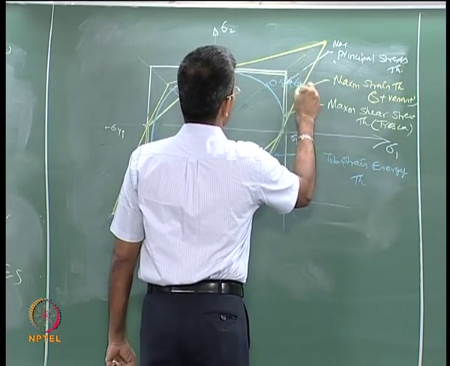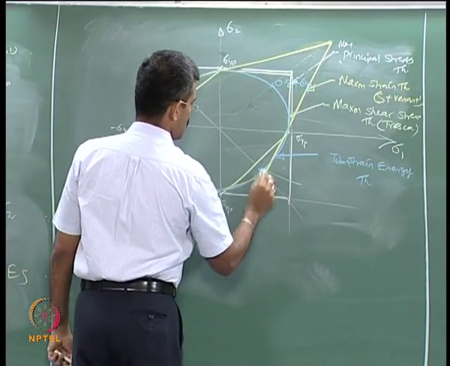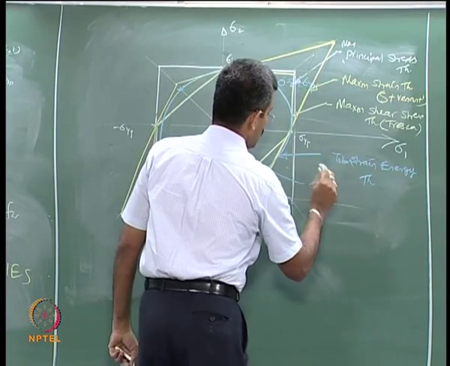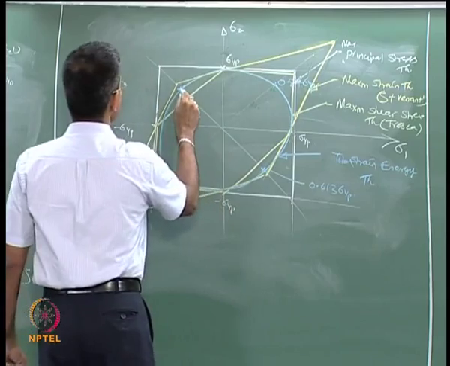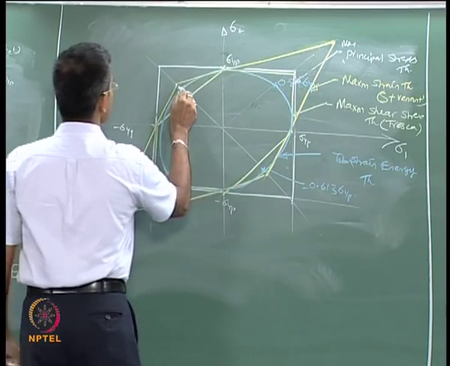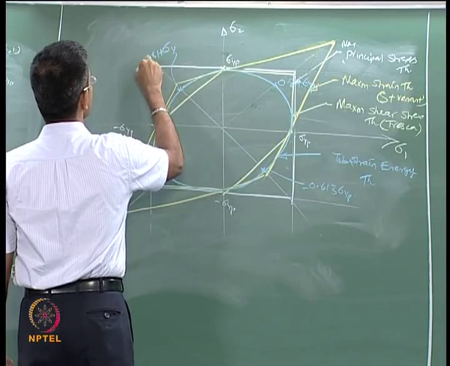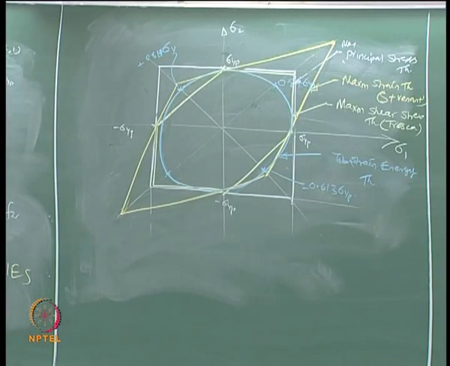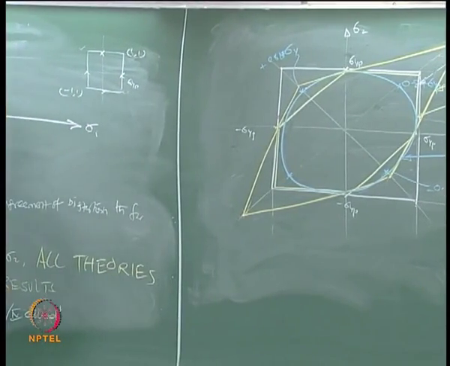0.87 sigma yp. And what are the minor axis values? 0. Of course minus. This is the total strain energy theory. Now we will plot the maximum distortion theory.